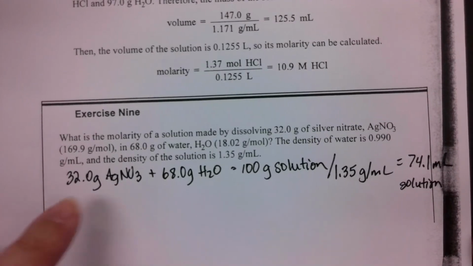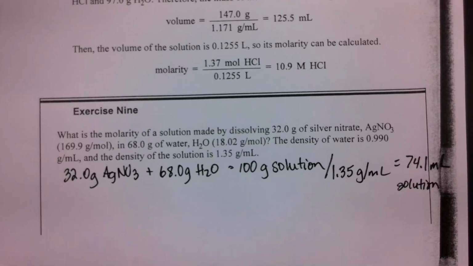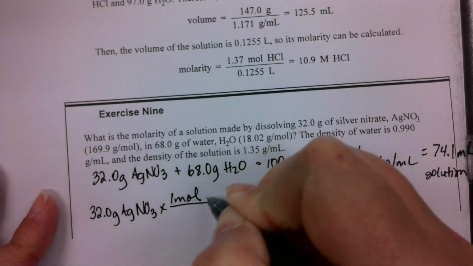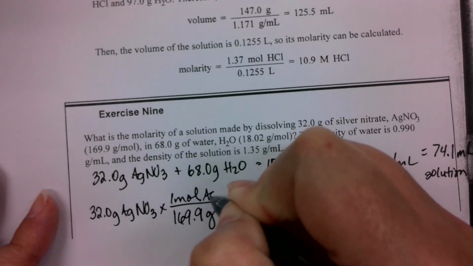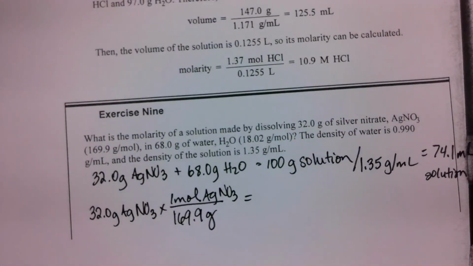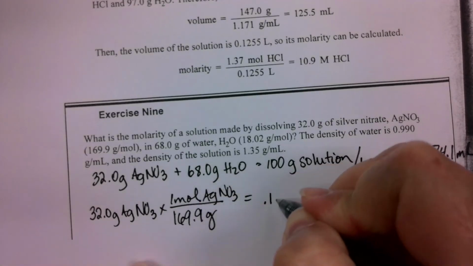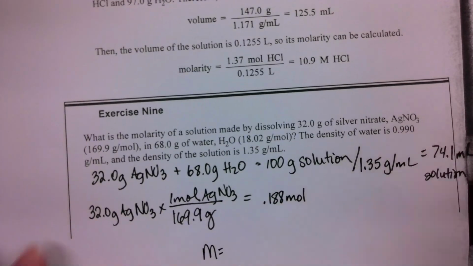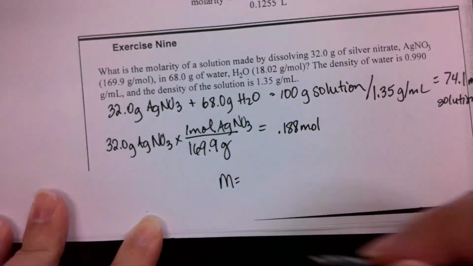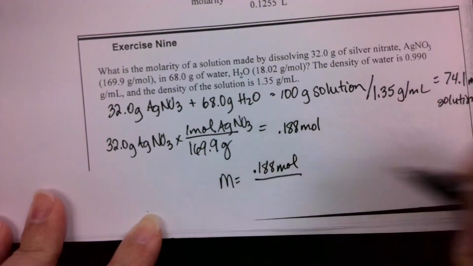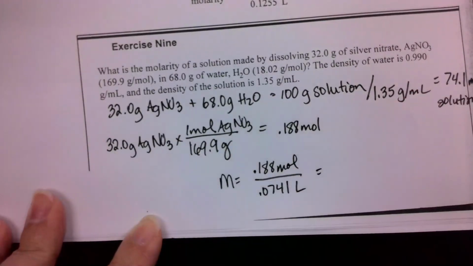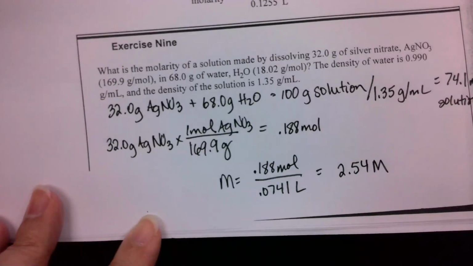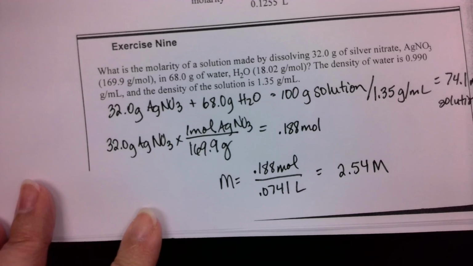The other part that we have done before is that they gave us grams of our solute, and we have to go to moles in order to get molarity. So we're going to take our 32 grams of silver nitrate divided by its molar mass. So then to get molarity, put 0.188 moles divided by 0.0741 liters. 2.54 molar, which is an extremely high concentration of silver nitrate. You would not want this to touch your skin. It would eat holes in your skin.